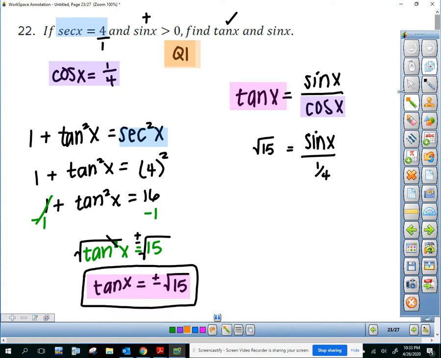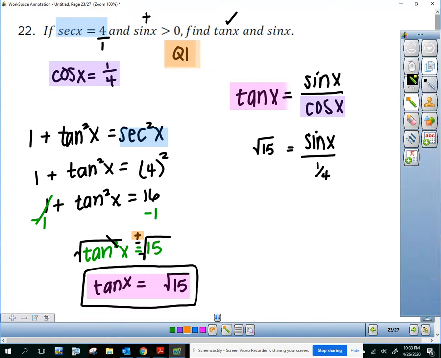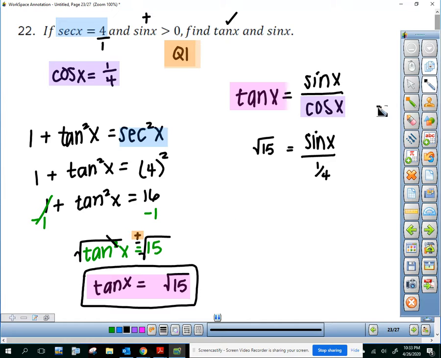So down here in our solution for tangent, if we're in quadrant 1, tangent cannot be negative. It's got to be positive. So we're not going to leave the plus or minus. We're going to determine that it's positive based on what quadrant you're in. So it is just positive square root of 15.